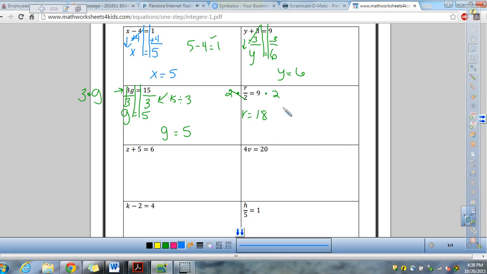Remember, you can always substitute your answer back in to the equation and check. So instead of r, I'm going to put 18 divided by 2, I should get 9. If you divide 18 divided by 2, you get 9. So you know that you have the right answer. That's it for one-step equations with no negatives, guys.